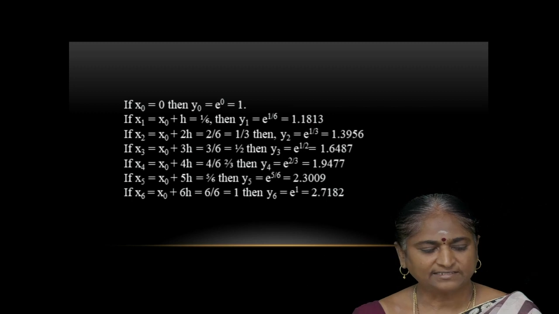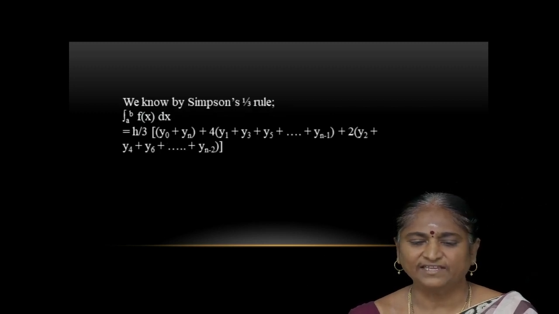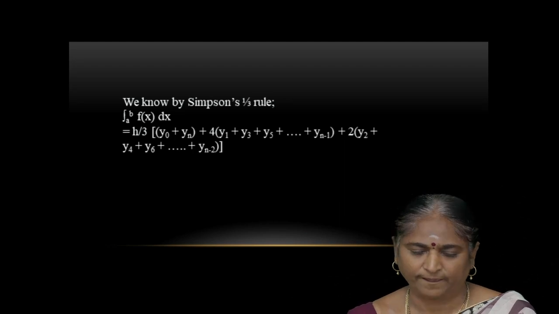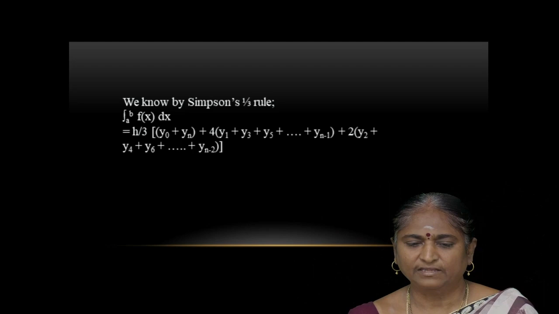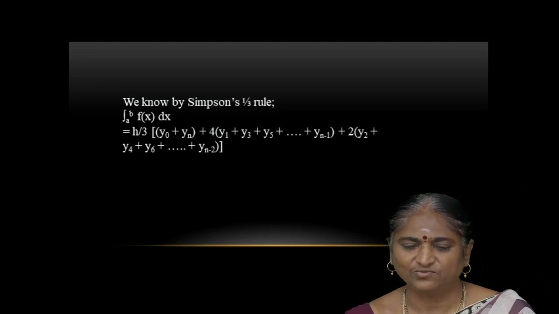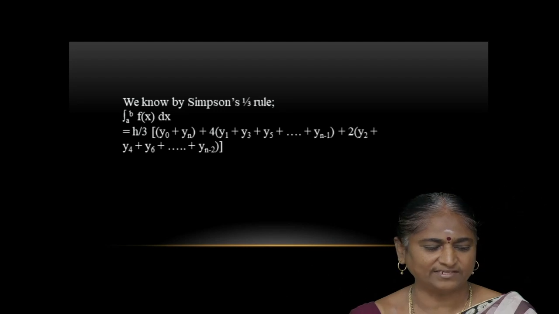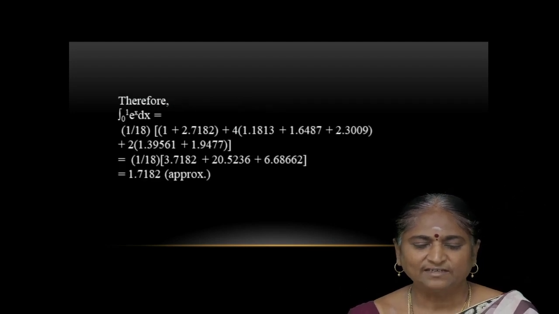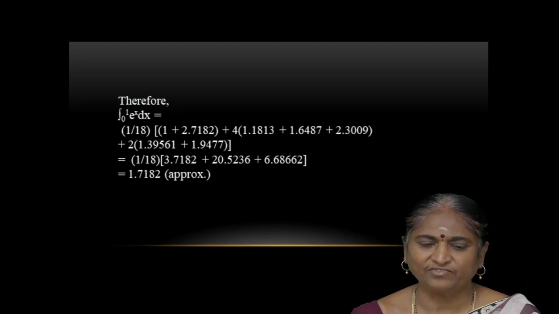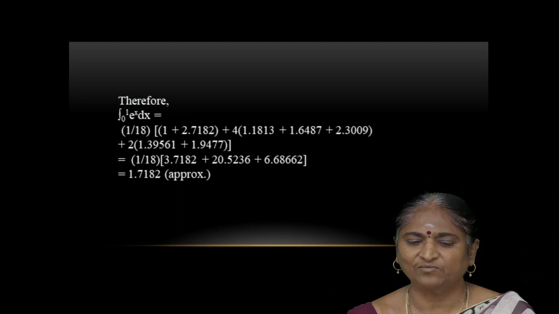Next, let us substitute all these values in Simpson's formula: h by 3 into [y0 plus yn plus 4 times the sum of the odd ordinates plus 2 times the sum of the even ordinates]. Substituting all these values, we get the approximate value of the integral from 0 to 1 of e power x dx equal to 1.718.